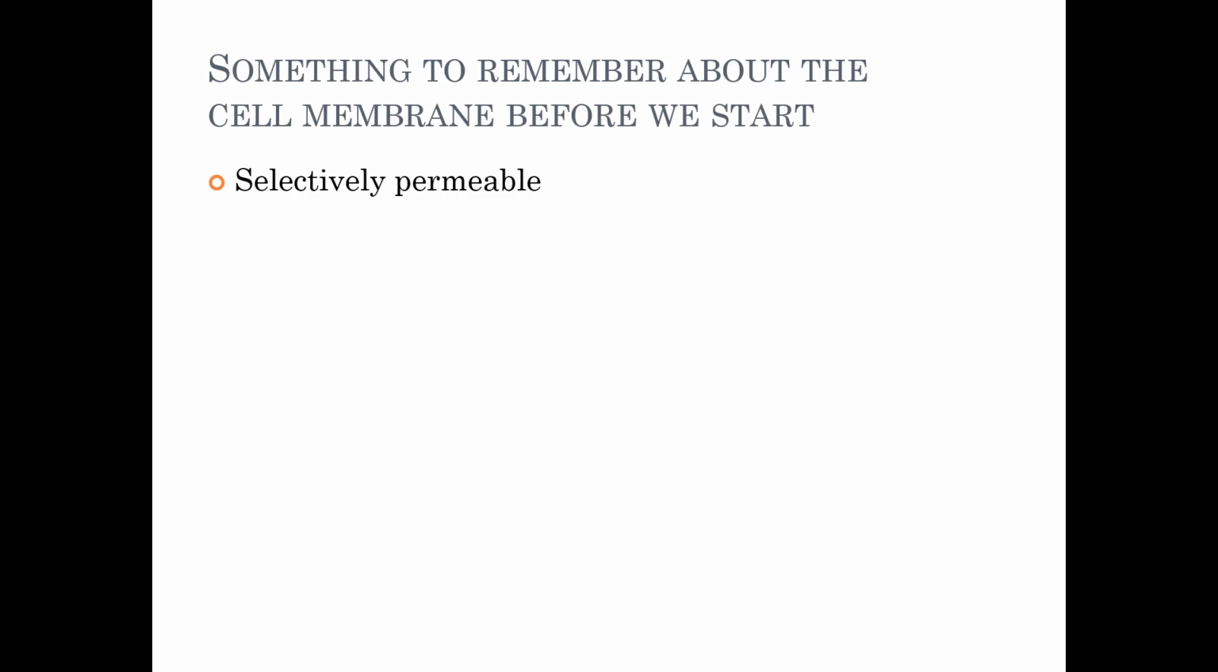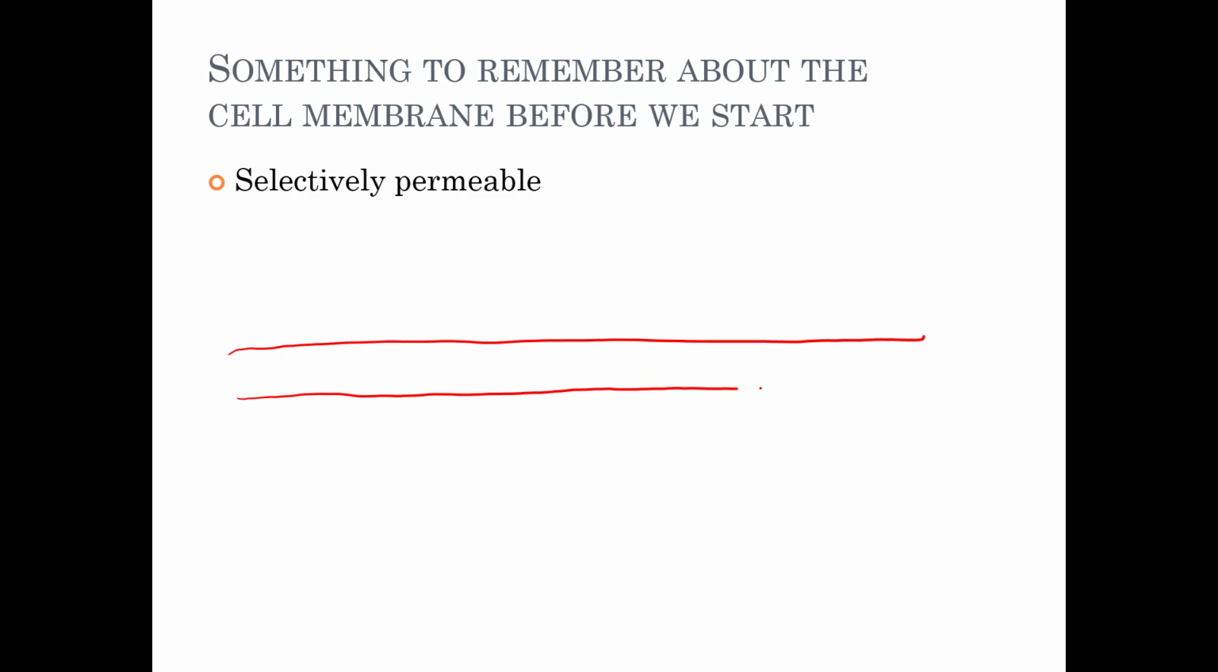Before we start, we need to remember something about the cell membrane. The cell membrane is selectively permeable. So I'm going to draw a cell membrane and we're going to talk about this. You remember that selective permeability, and this is going to be very, very basic. This is our phospholipid bilayer. Each of these lines represents one of those layers of phospholipids.